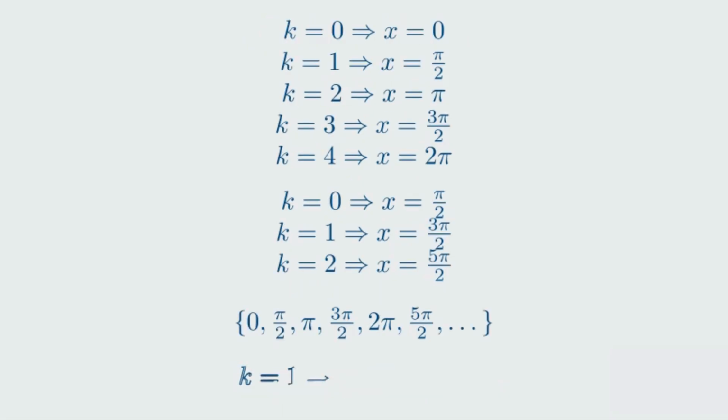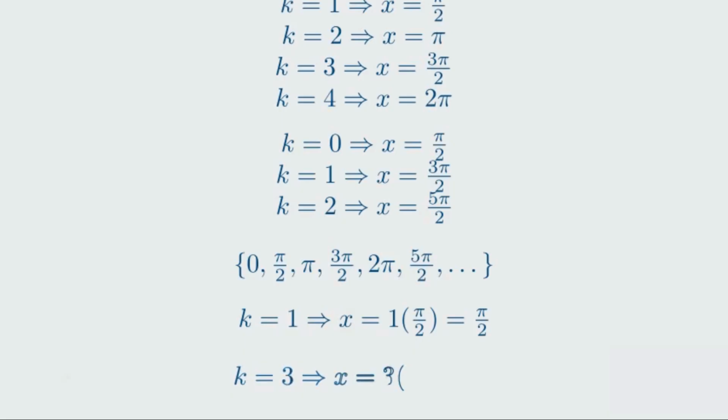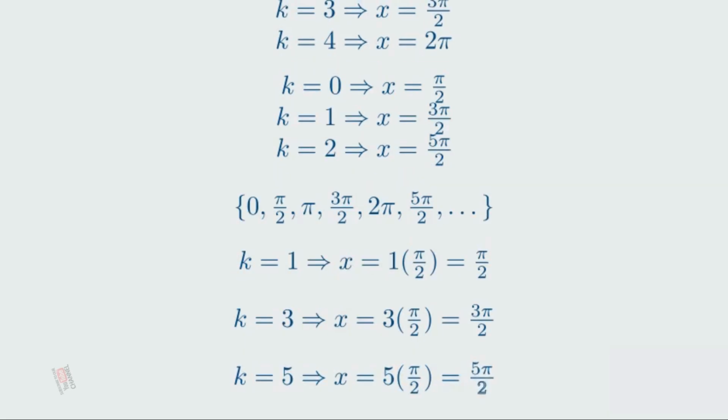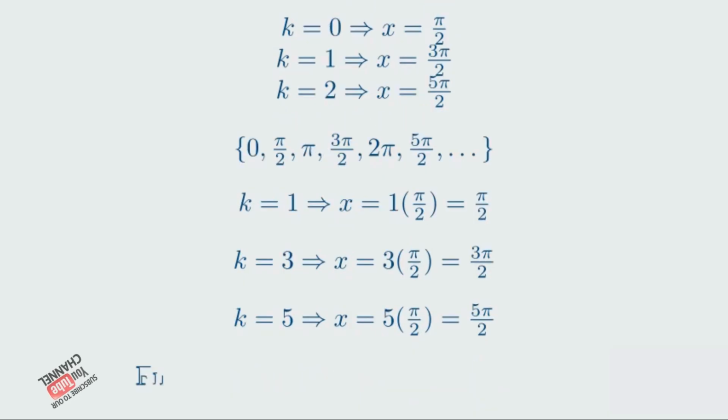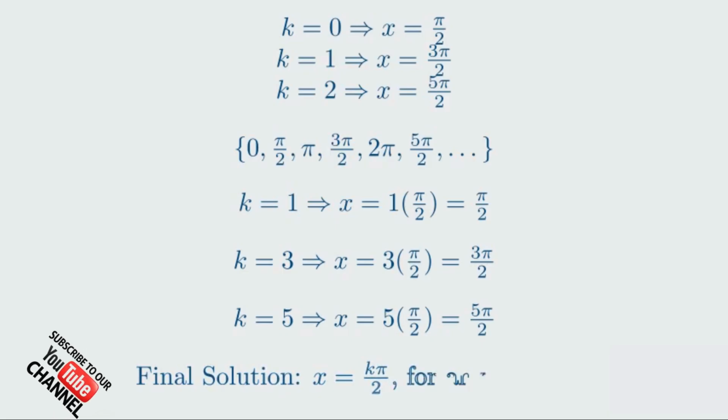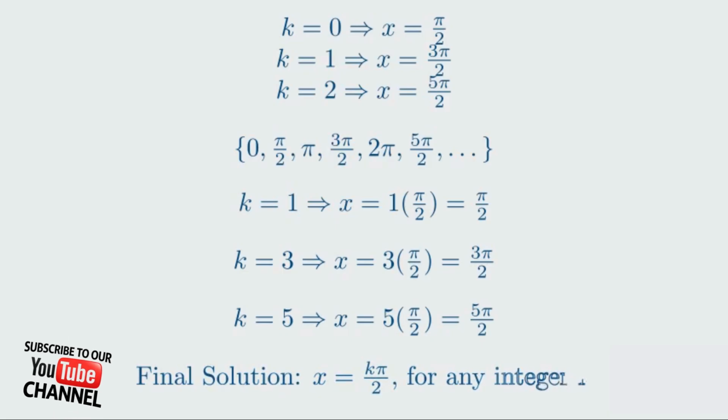For example, when k is 1 in the first set, we get pi over 2. When k is 3, we get 3 pi over 2. When k is 5, we get 5 pi over 2. These are precisely the solutions from the second set. Therefore, our final answer is the more general one, which contains both. So, the final solution to our equation is x equals k pi over 2, where k is any integer. This single expression captures all possible solutions.